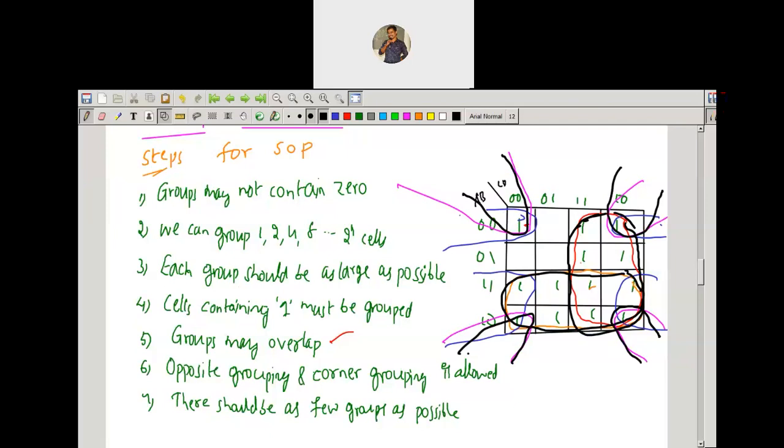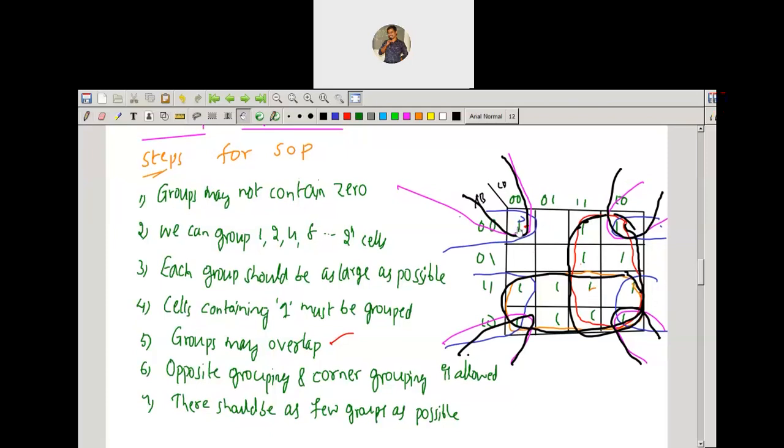Each group should be as large as possible. Here you can group this one cell by using opposite grouping, but I'm grouping by using corner grouping. Why? Because if you use opposite grouping, only two cells can be grouped here. Only this cell or this cell can be grouped by opposite grouping. But if I use the corner grouping, there is a possibility of four cells. Okay, so these are the rules for grouping of the K map, right?